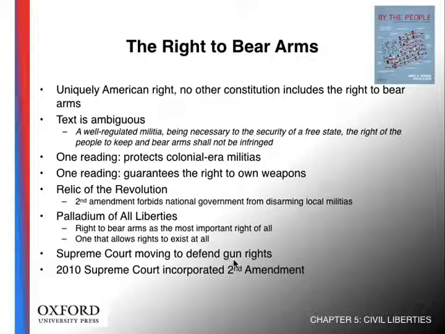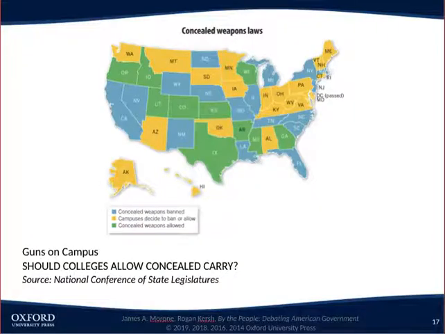So the Supreme Court defends gun rights, and the Second Amendment was incorporated in 2010, as we just saw a while back. This is a chart that shows, depending on the state you live in, whether colleges should allow concealed weapons. In the blue states, concealed weapons are banned on campuses. In the yellow states, campuses decide to ban or allow, and in the green states, concealed weapons are allowed.